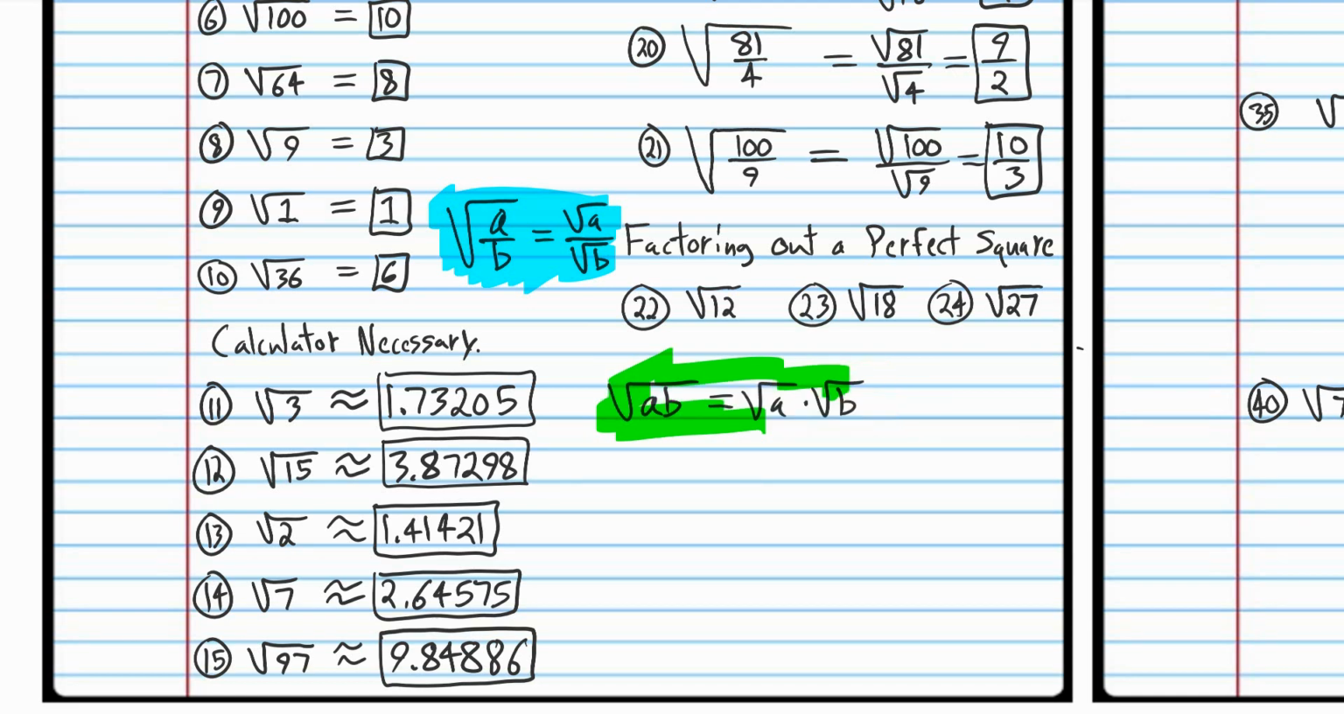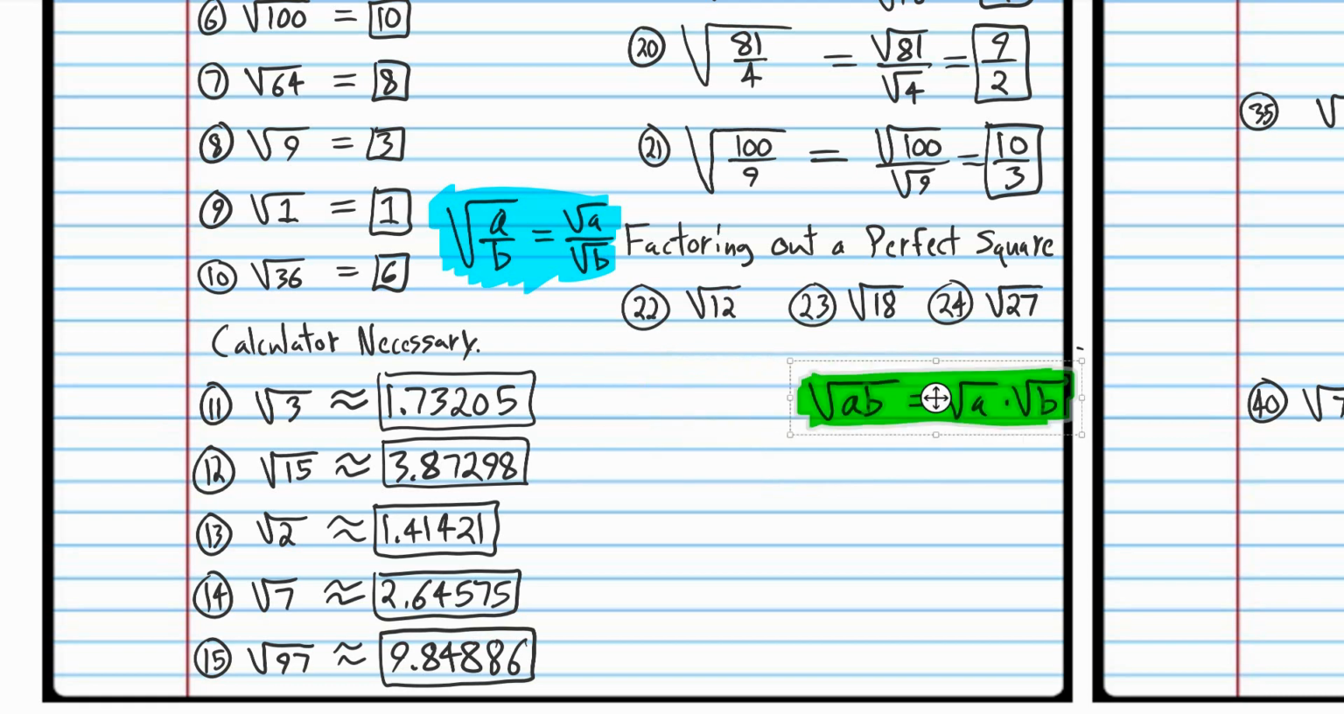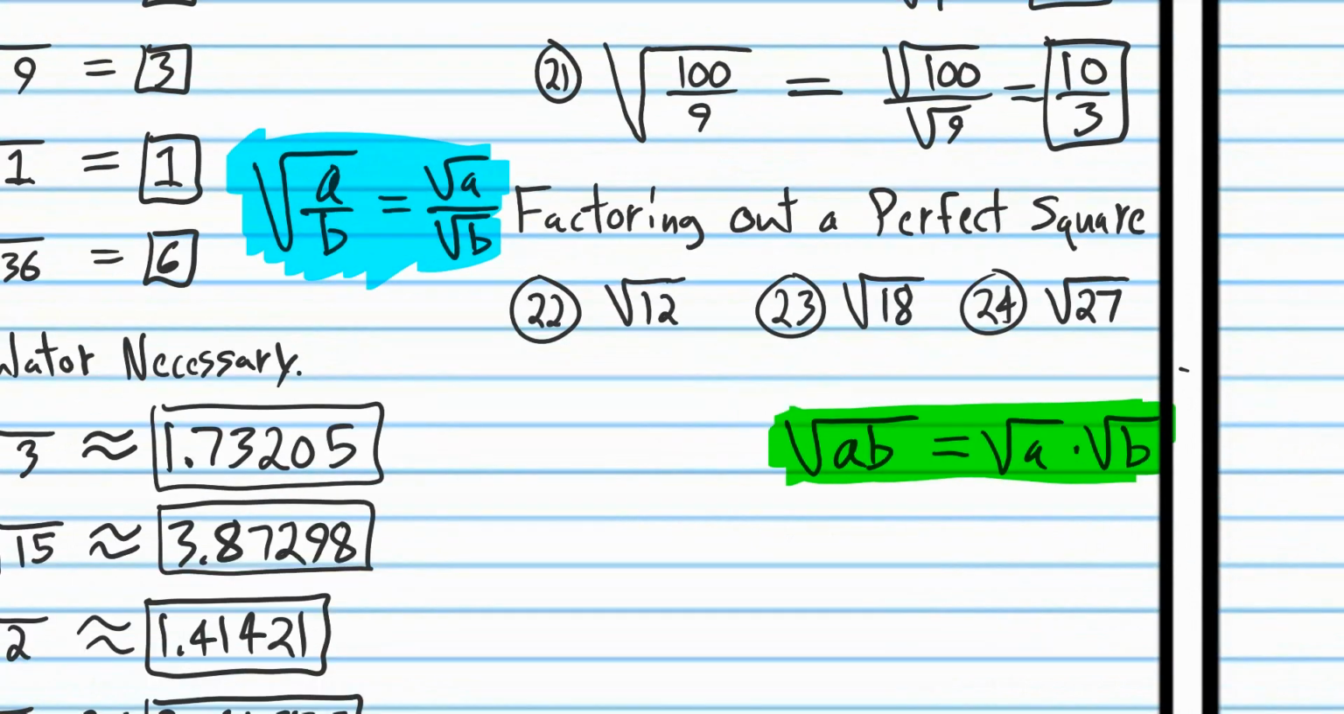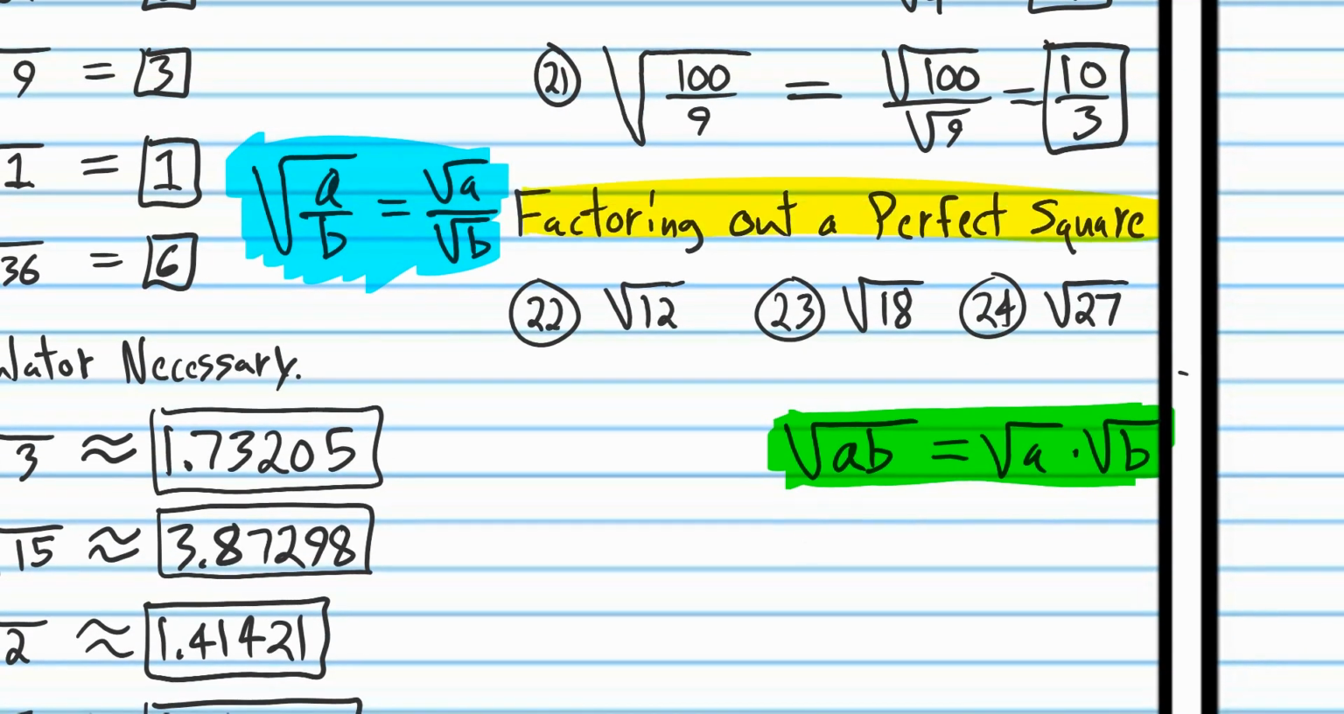Actually, I'm going to get that a little smaller there. I don't want to take up too much room. And I'm going to need to get this out of the way. All right, so now we're going to do something called factoring out a perfect square. Now, this number here is not a perfect square. We can't find the square root of 12 very easily. So we can't really just find the answer immediately, but we can simplify the expression. We can make it to where it's easier to work with.